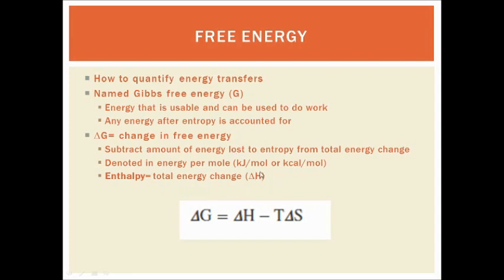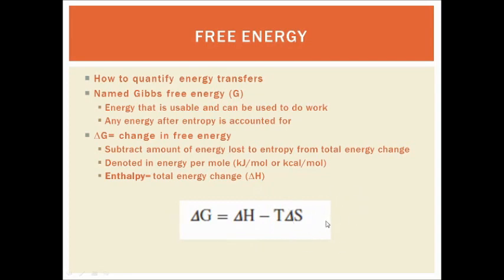The total energy change is delta H, so change in energy. H is enthalpy. And we subtract that by delta S, which is our entropy, multiplied by the temperature, which is T. T for temperature is the absolute temperature in Kelvin. The change in free energy is equal to the enthalpy minus the temperature times the entropy.